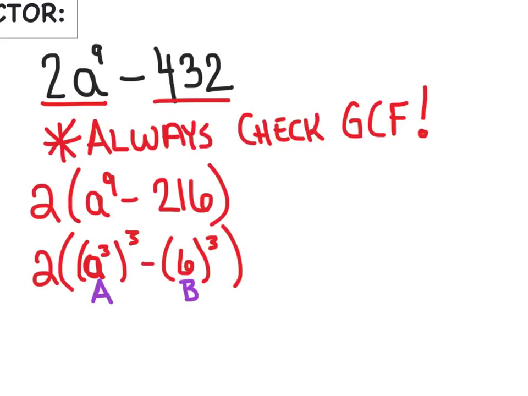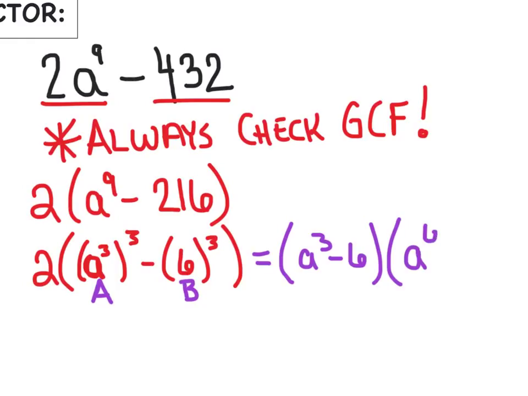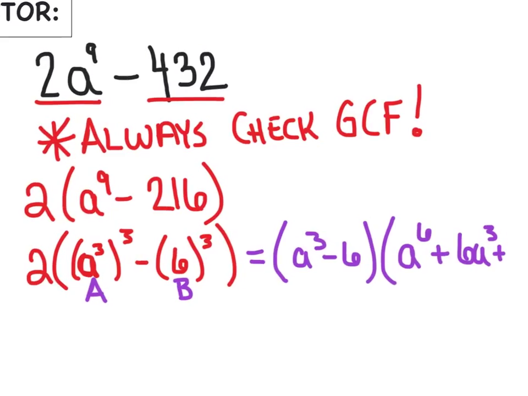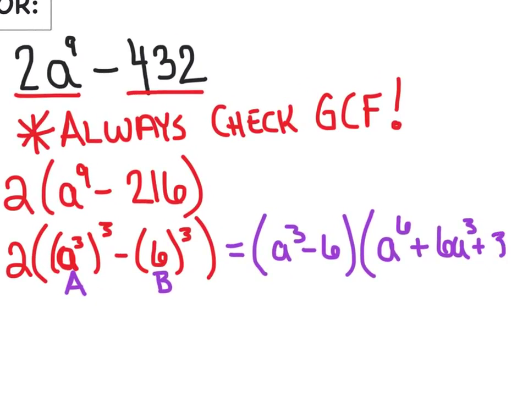Alright, so remember your SOAP principle. Same, opposite, always positive. So I need a cubed minus 6, because I need the same sign. Now, I need a cubed squared, or a cubed raised to the second power, which is a to the 6. Now I need the opposite sign. It's a times b, so I've got 6a cubed, and then plus 36. I've got to make some more room here. There we go. And so that is our factored form.